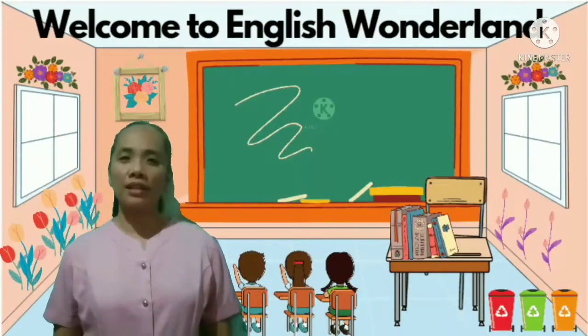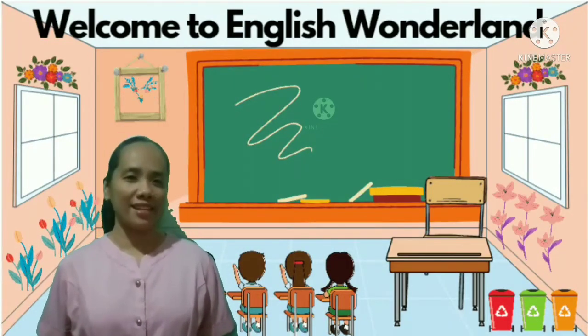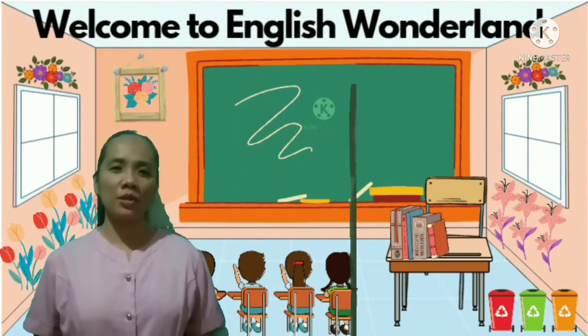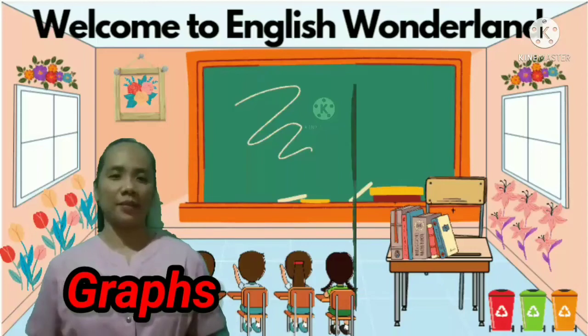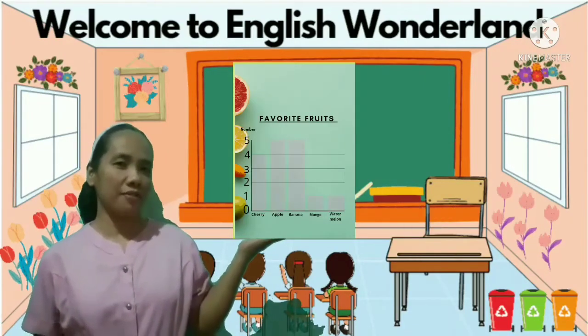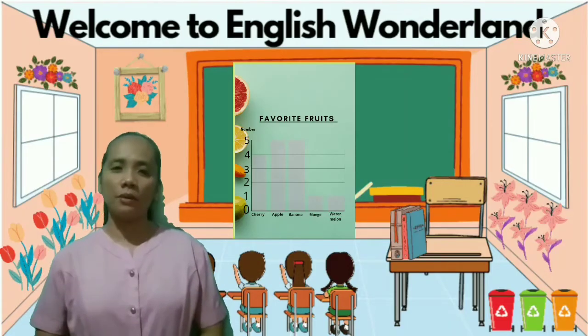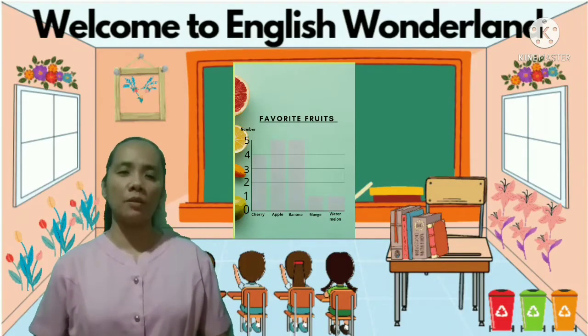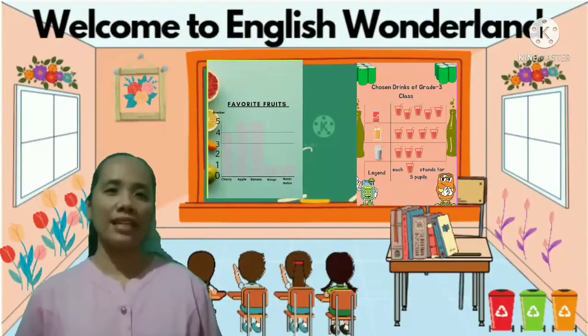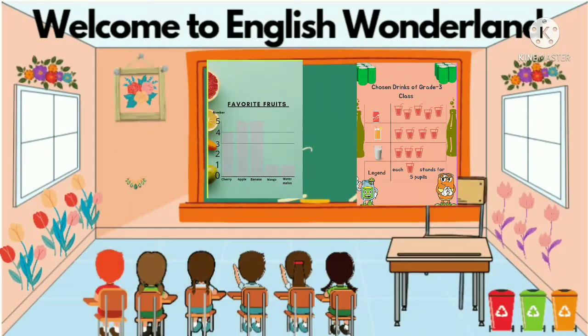Kids, do you know that there is an easy way to compare things? You heard it right. That is by using graphs. Look at this picture. This is a graph. A graph is a form of diagram that allows you to compare things easily. By looking at the graph, we can already see the data clearly.